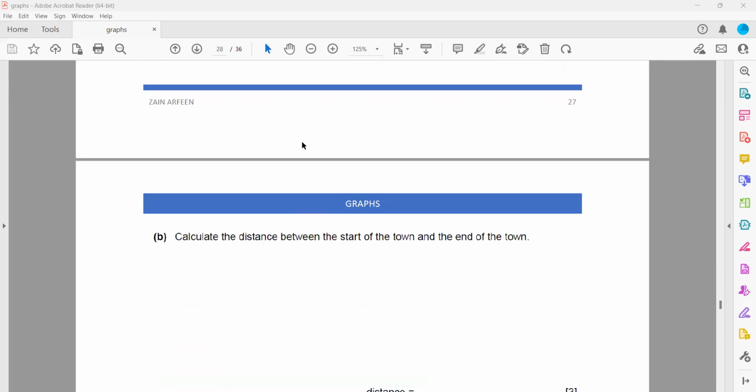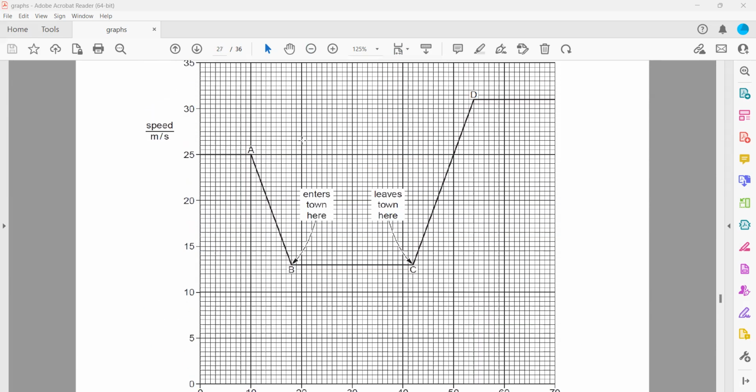And the acceleration from C to D. How do we work out the acceleration from C to D? At point C, what was the speed of the car? It was 13. At point D, what is the speed of the car? You can find the gradient or you can also use a formula. So it is 31. The speed at this point is 31.